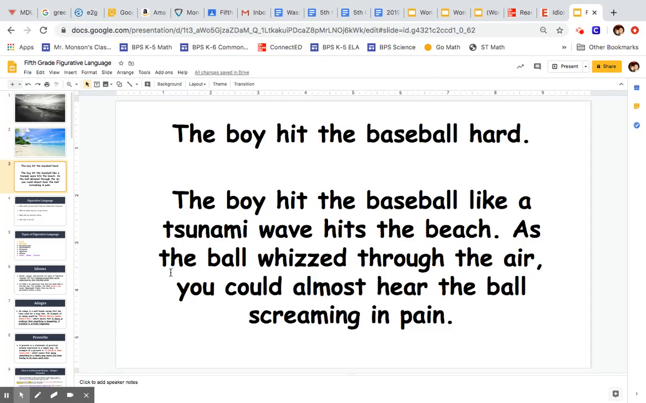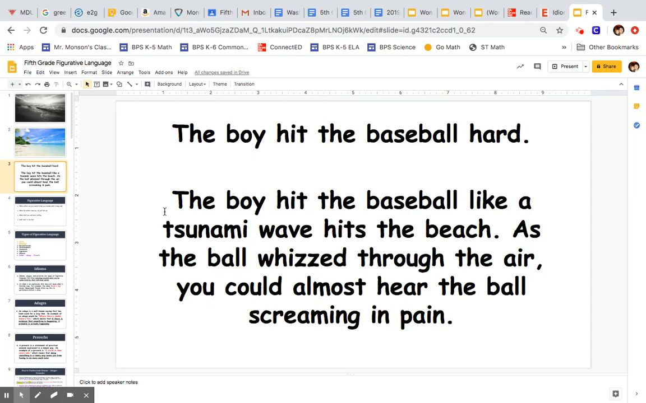And I'm going to read this, and I just want you to notice the difference between the first one without figurative language and the second one with figurative language. The boy hit the baseball hard. So the author is just telling you that the boy hit the baseball hard. It's not really too exciting. It's just saying it for what it is. Now listen to this one. It should add some excitement and it should really help you visualize what's going on.